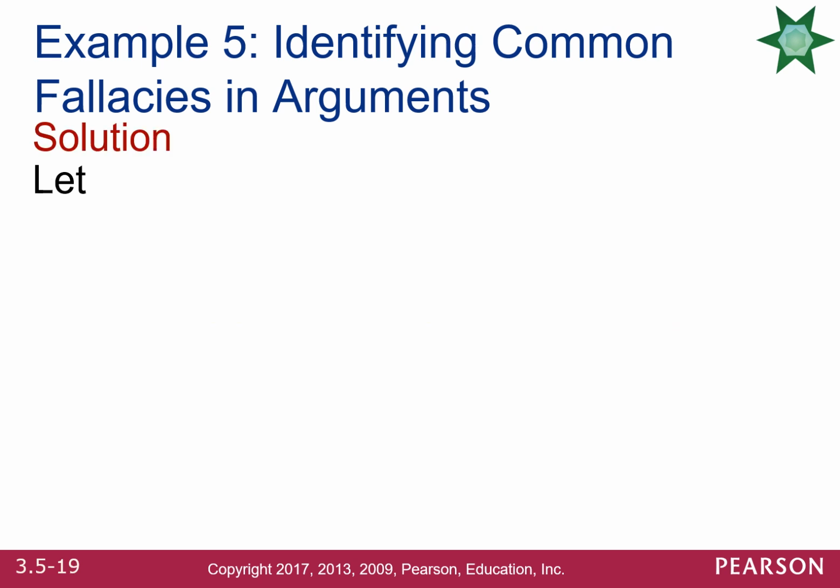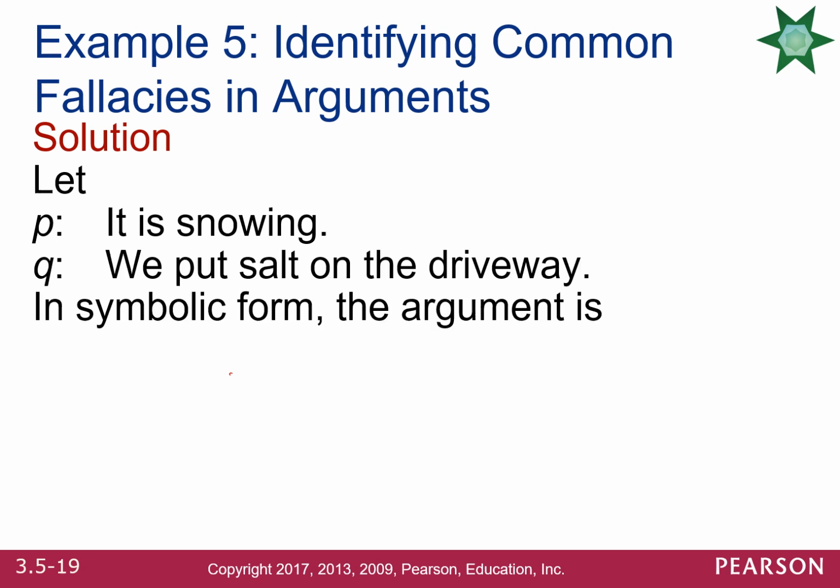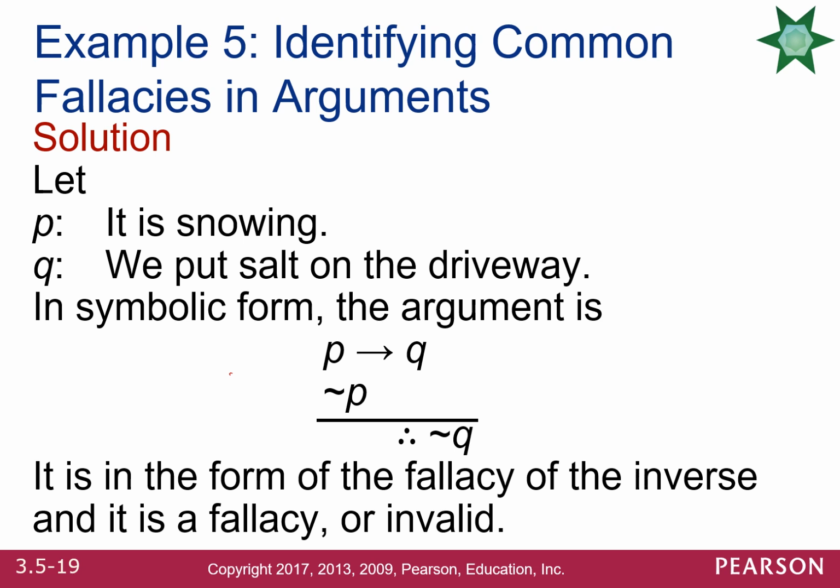All right? So here's the solution. The first step is to put them in simple statements. P being it is snowing, Q being we put salt on the driveway. In symbolic form, the argument is if P then Q, which was if it is snowing, then we put salt on the driveway. The second premise is not P, that means it is not snowing, followed by the conclusion, which is not Q, correct? Which means we do not put salt on the driveway.